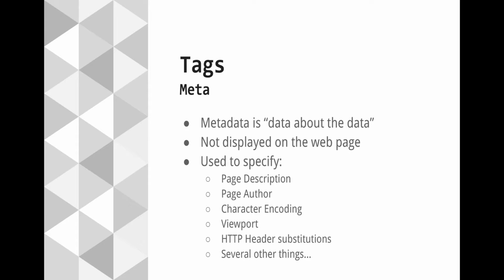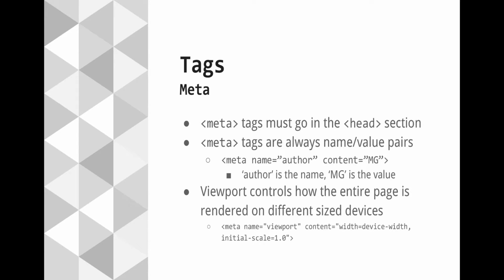So it could be a description about the web page, it could be author information or an entry about the page, it could be what type of character encoding, UTF-8 or whatever, Unicode encoding for the page, a viewport, which is incredibly important. We're going to get to that in a minute. The header substitutions, depending on if you have different ways you want to configure that, and then a ton of other things. So they have to go in the head section. Any meta tag has to go in the head section, and they're always going to be a name value pair. So for instance, meta name equals author, that's the actual meta tag that we're talking about, and then content will equal MG or whatever. That's the value for the name, which is author.